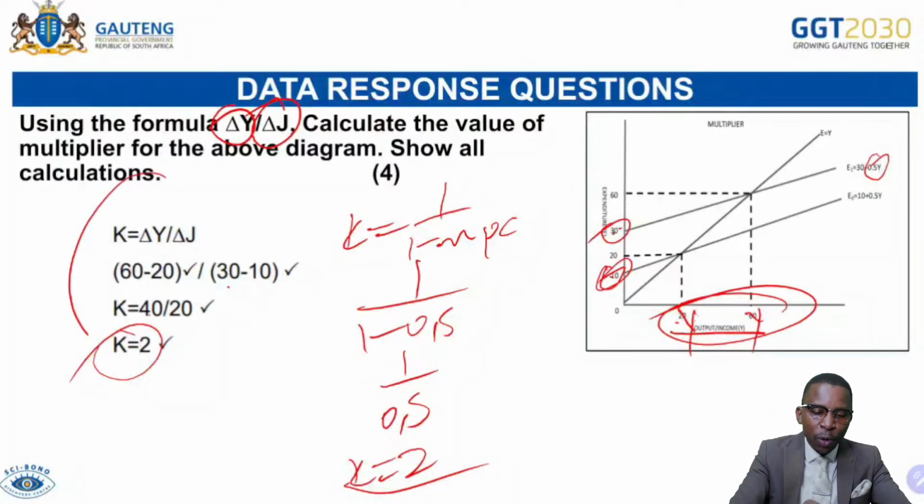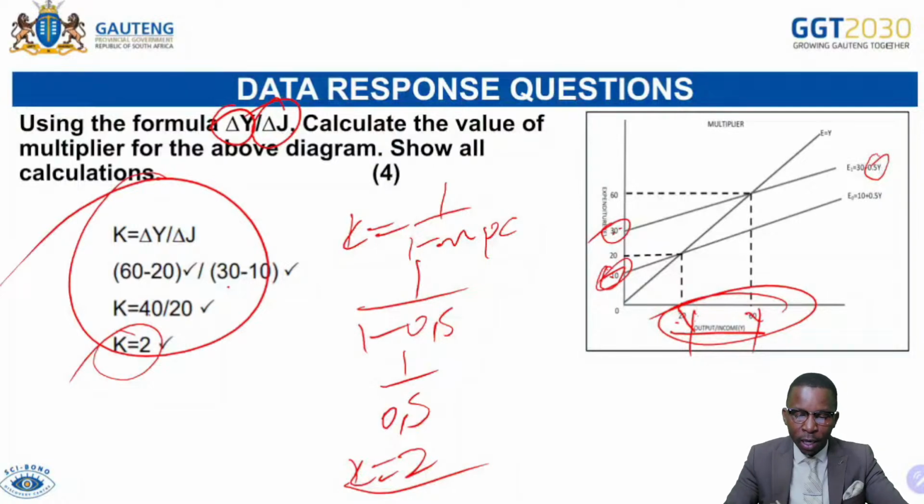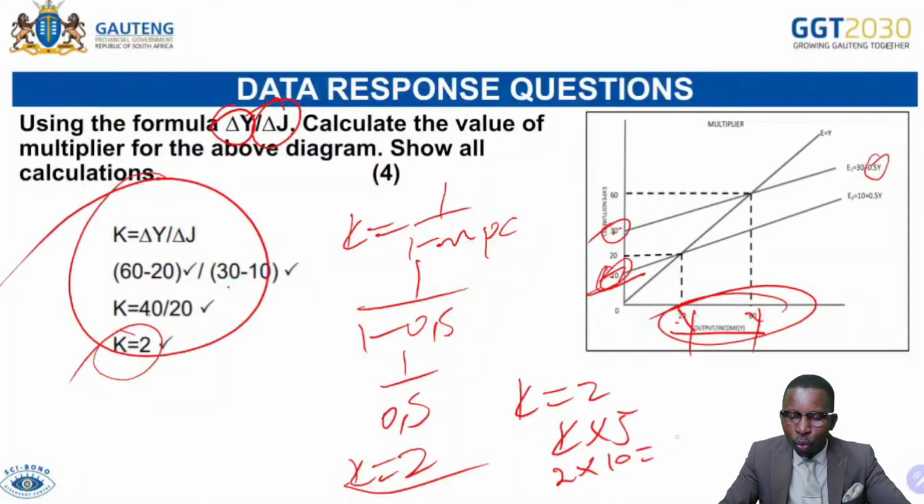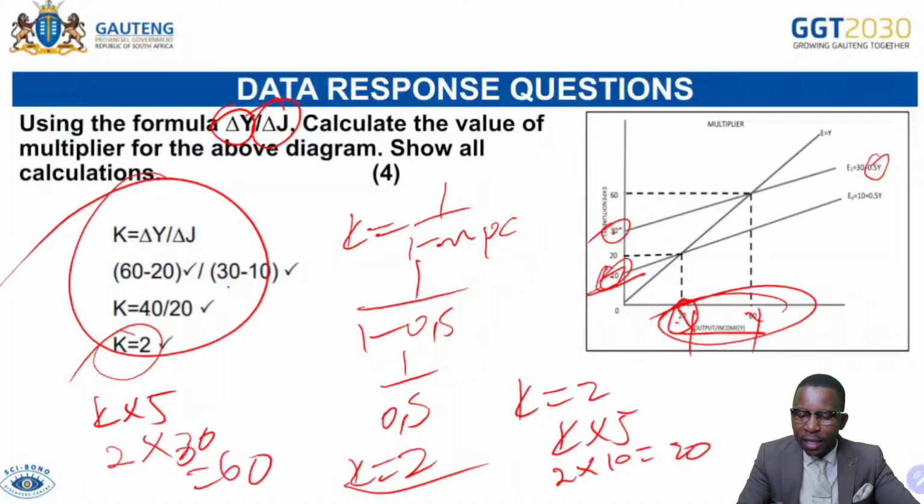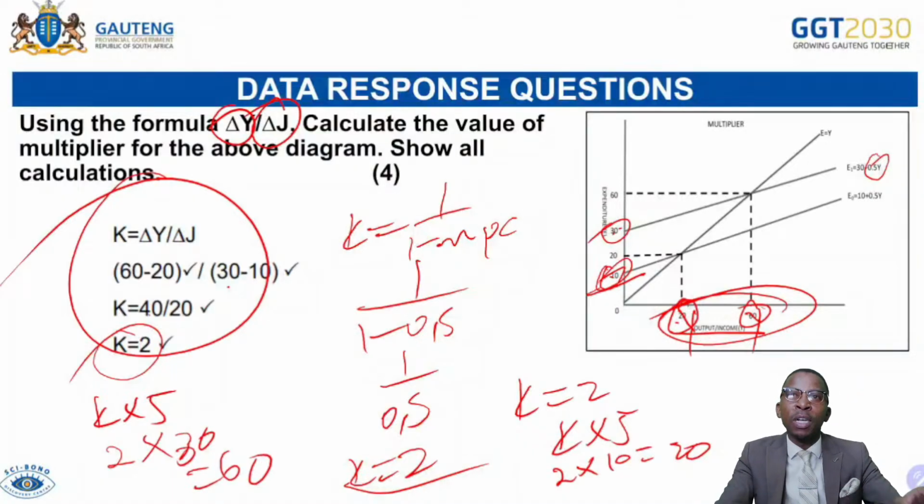For instance, let's say we are required to calculate the multiplier effect. Here, we have K equals 2. So we say multiplier effect equals K times J. We will take the first investment line, which is 10. We say 2 times 10 equals 20. There is the 20 that we are having. Then if we want to calculate this 60, we say K times J. We'll say 2 as the multiplier value multiplied by 30 equals 60. There is the 60 that we are having. So it is important that we are able to do everything on this multiplier graph.